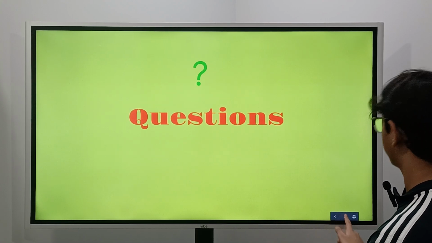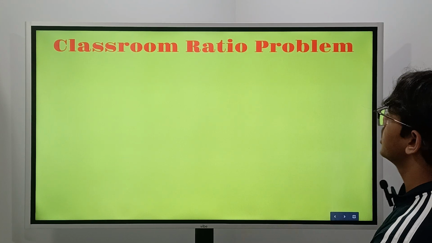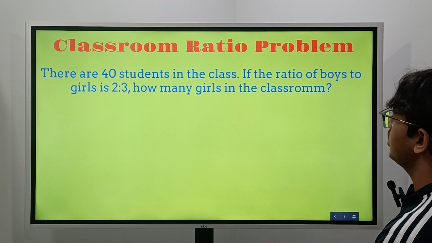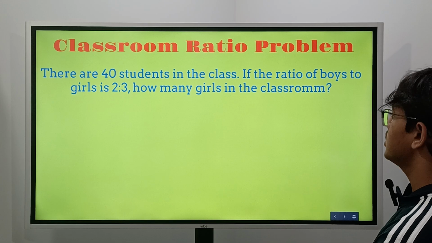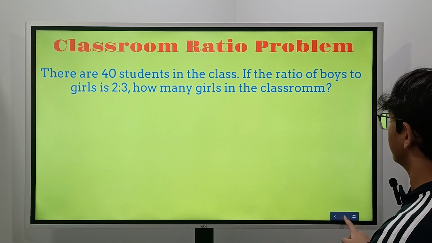Now we're going to be going over some questions. Here's the first question, a classroom ratio problem. There are 40 students in the class. If the ratio of boys to girls is 2 to 3, how many girls are in the classroom?